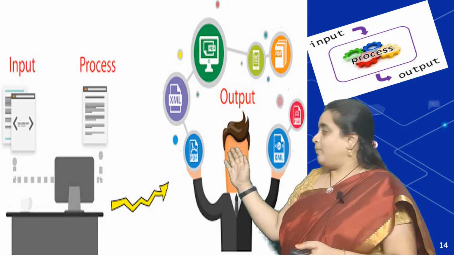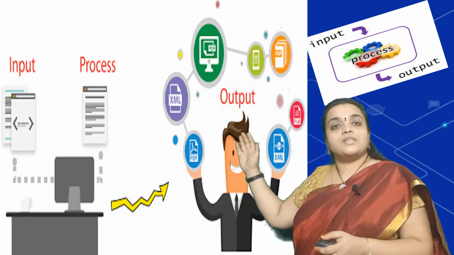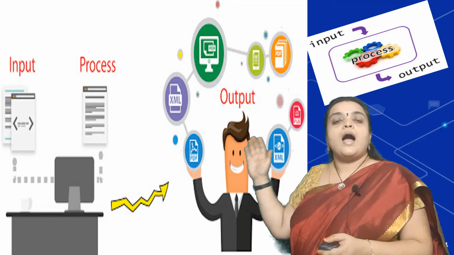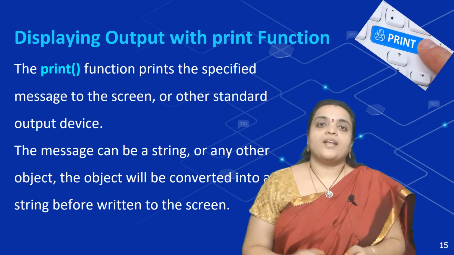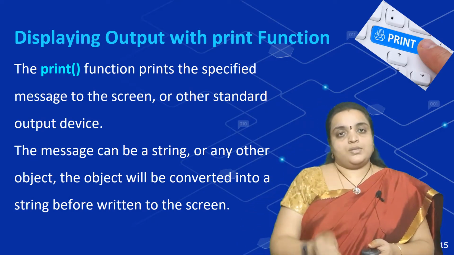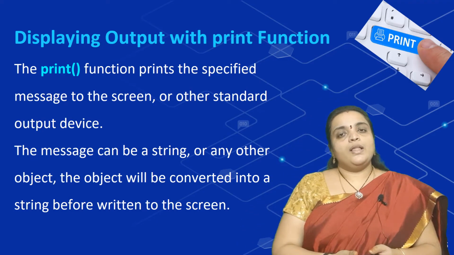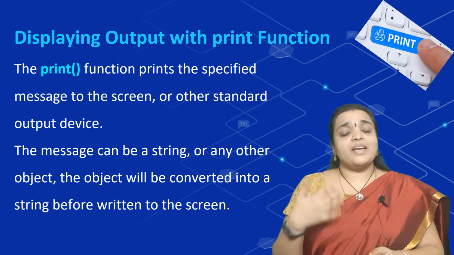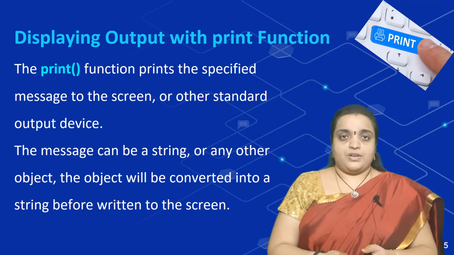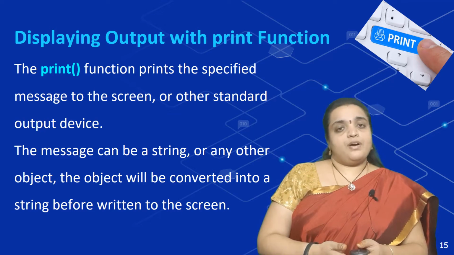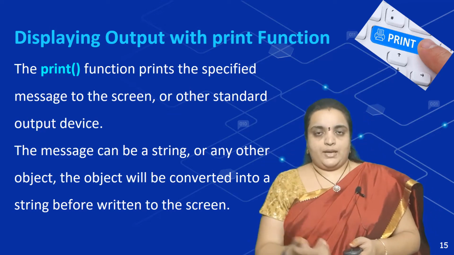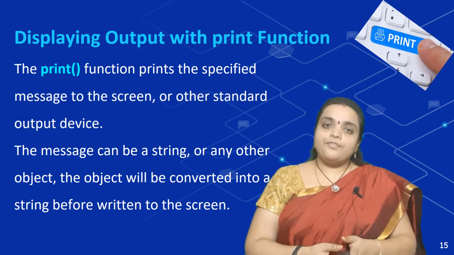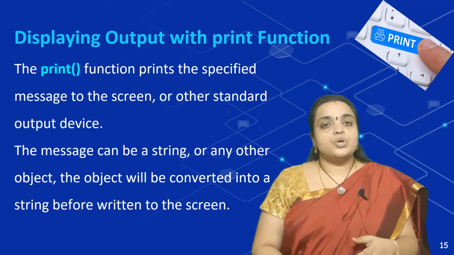So input will be given to the computer, the processing will be done in the computer, and that gives you the output. So let us see how output works. Displaying output with the print function. We can display the output using the print function. What does the print function specify? It is used to print a message on the screen.